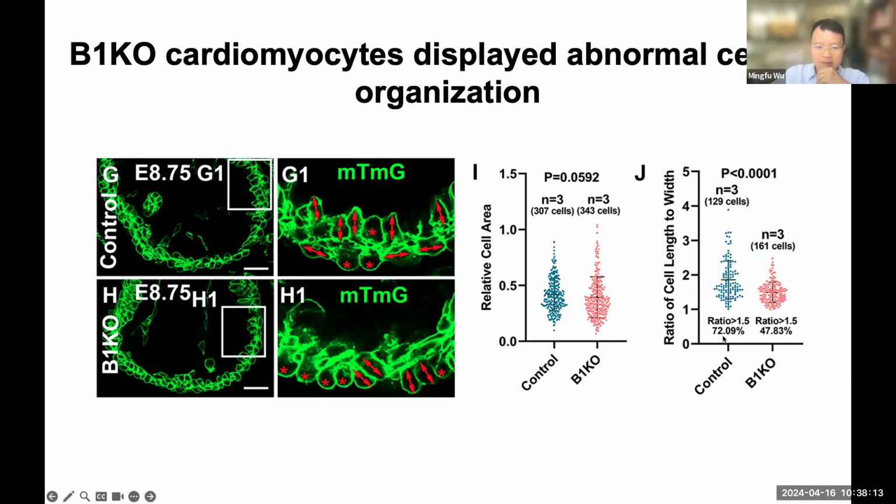We can see that in the control, 72% of the cardiomyocytes have a ratio larger than 1.5, while in the knockout, only 48% of the cells have a ratio larger than 1.5, suggesting that in the B1KO knockout, the cell orientation and the cell shape are changed.